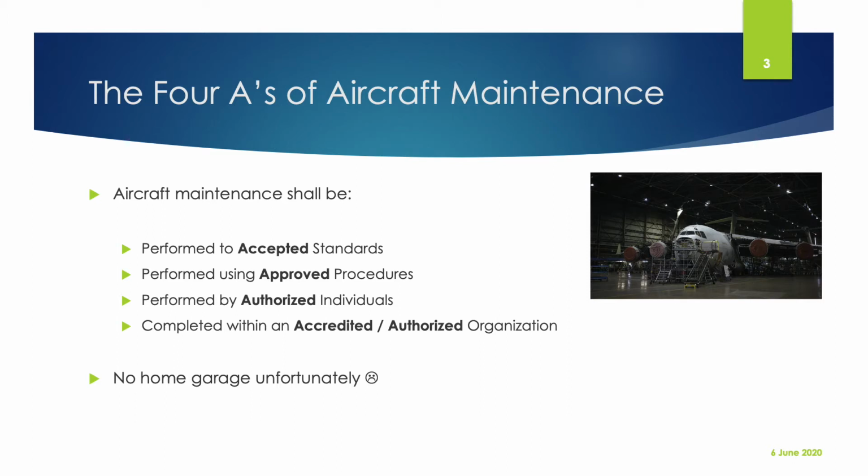Secondly, maintenance is being conducted in accordance with approved procedures. In this regard, the approved procedures are specifically the maintenance manuals for that particular airframe. Thirdly, authorized individuals are the key component of conducting aircraft maintenance, in that you need individuals that are trained, qualified, and authorized to conduct that maintenance, as well as certify it at the end of completion. Finally, overarching all of that is the ability for an organization to be accredited or authorized to conduct that level of maintenance. This is to say that, unfortunately, we can't just simply conduct maintenance in our home garages without adhering to those 4 basic principles.